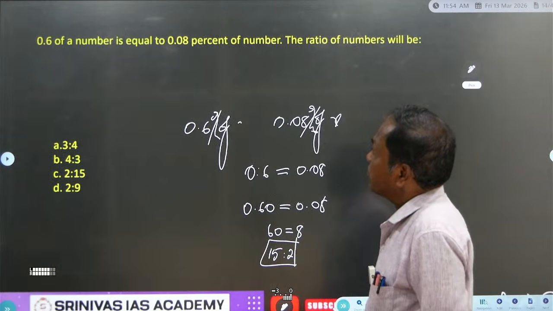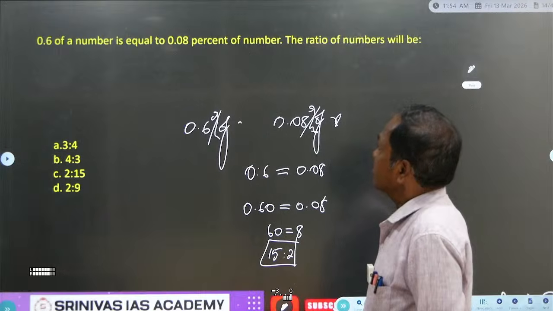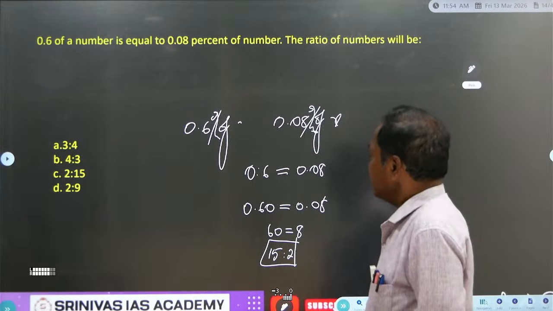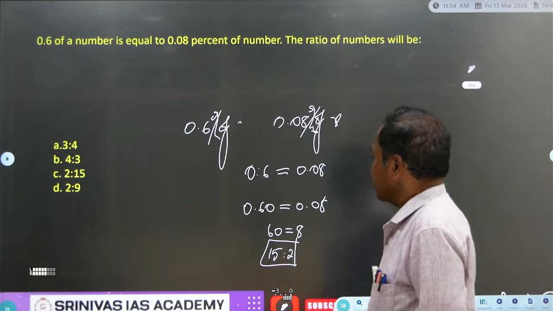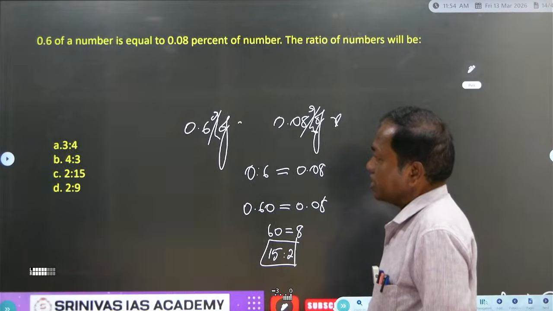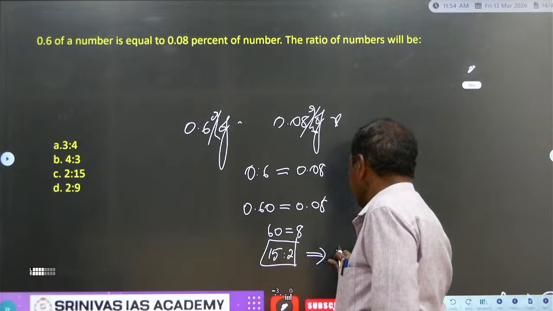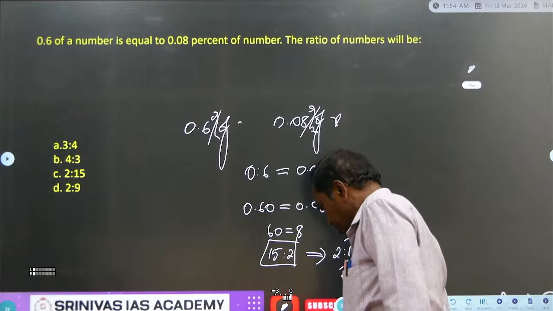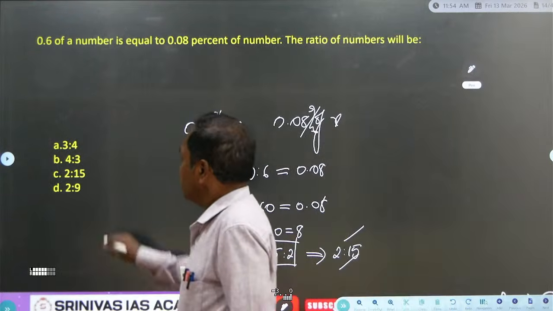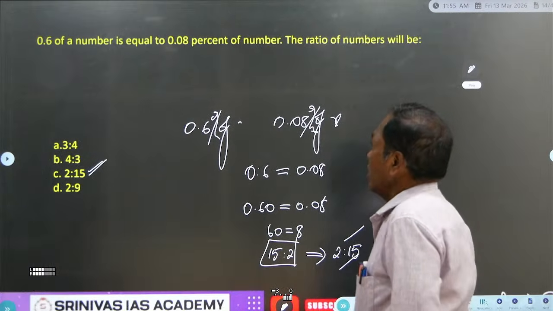0.6 of a number is equal to 0.08% of a number. The ratio of the numbers will be 2 is to 15, after converting the ratio, because 60 is to 8 is correct. So 2 is to 15 is the right answer, option C. Yes, next one.